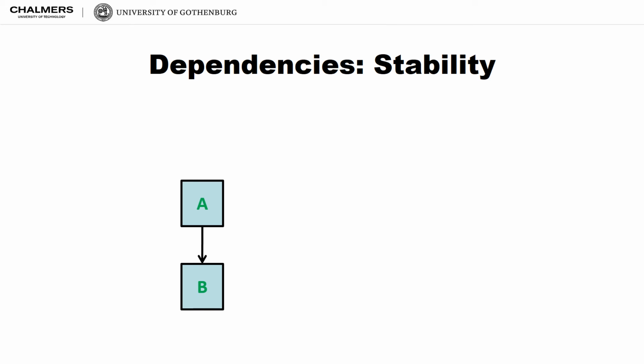The next principle is about the direction of dependencies. Dependencies should go in the direction of higher stability. That means components that are less stable and more likely to change should depend preferably on components that are more stable and less likely to change. This is a way to limit the amount of changes to the system and limit the impact of changes as much as possible.